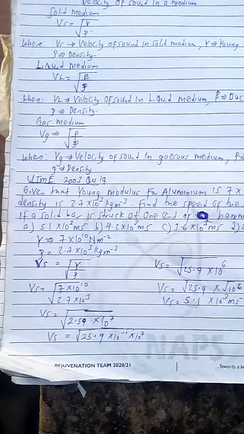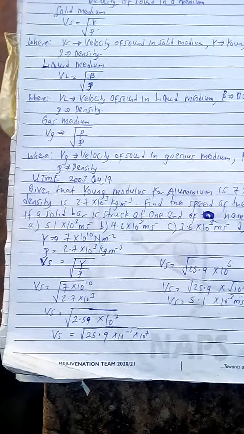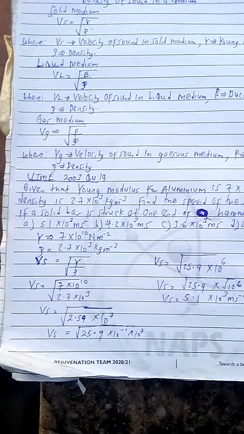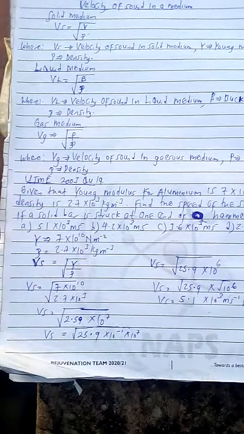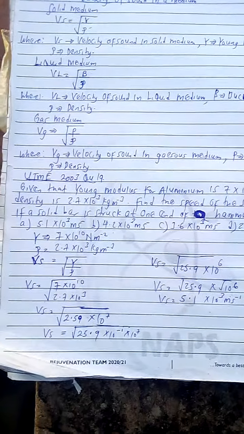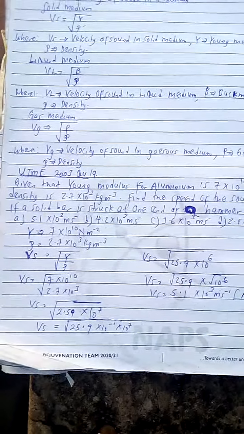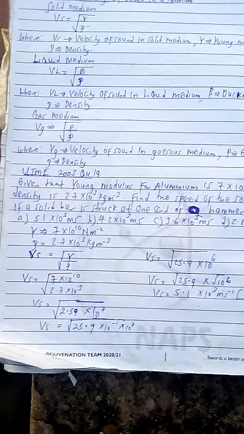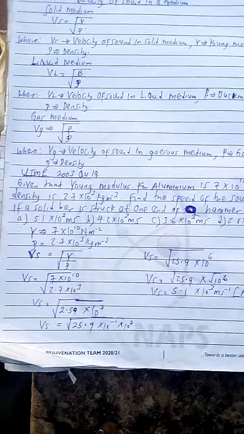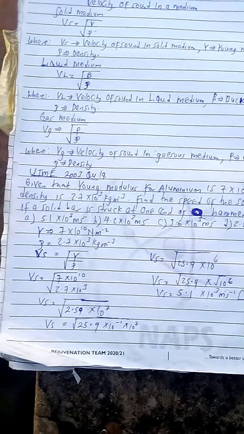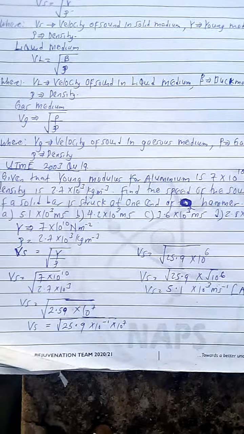So the velocity of sound in a solid medium will be equal to the square root of 7 over 2.7, that's 2.59, times 10 raised to the power 10 over 10 raised to the power 3, that's 10 raised to the power 7. So that's the square root of 2.59 times 10 raised to the power 7. 2.59 is the same thing as 25.9 times 10 raised to the power minus 1. So that's equal to the square root of 25.9 times 10 raised to the power minus 1 times 10 raised to the power 7.